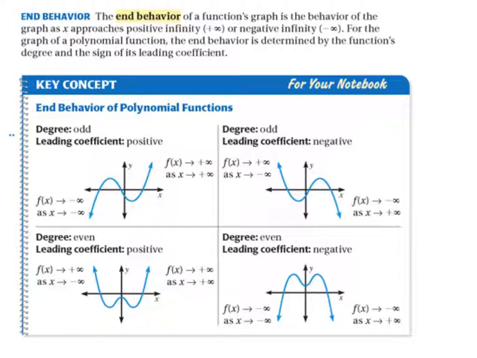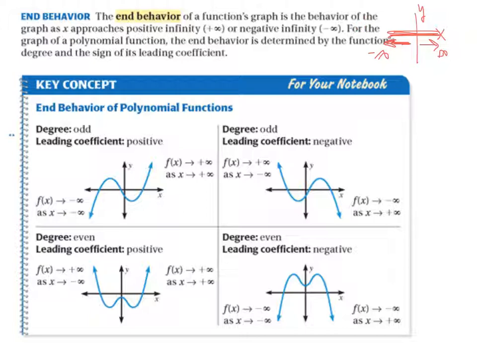First of all, end behavior. This is a little bit hard, but you guys can get it. I know you can. So the end behavior of a function's graph is the behavior of the graph as x approaches positive infinity or negative infinity. So if you remember, I have an x and a y axis. So this is the x-axis. When x approaches positive infinity, that's that way. When x approaches negative infinity, that's this way, right? So that's what we're doing when we talk about x approaching positive infinity and negative infinity.